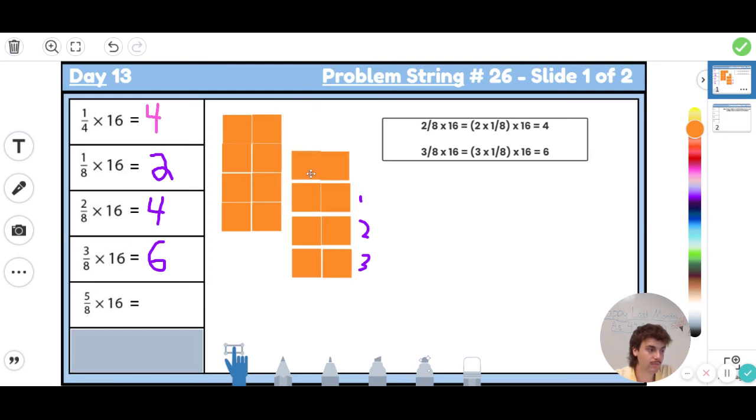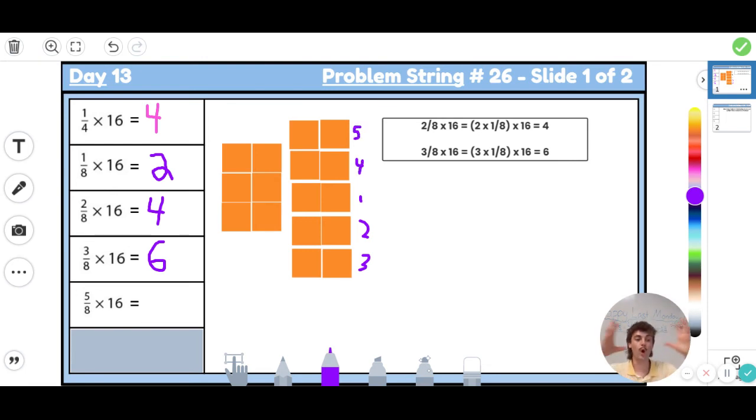4 and then 5. So this is 5/8. Now, it might look a little bit different because it's not in one grouping, but this is what we have left over. So in total, if we count 1, 2, 3, 4, 5, 6, 7, 8, 9, 10. So 5/8 times 16 equals 10.